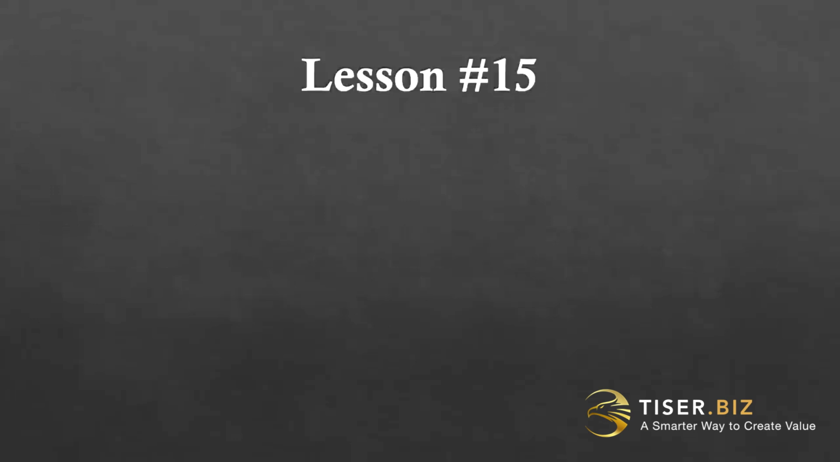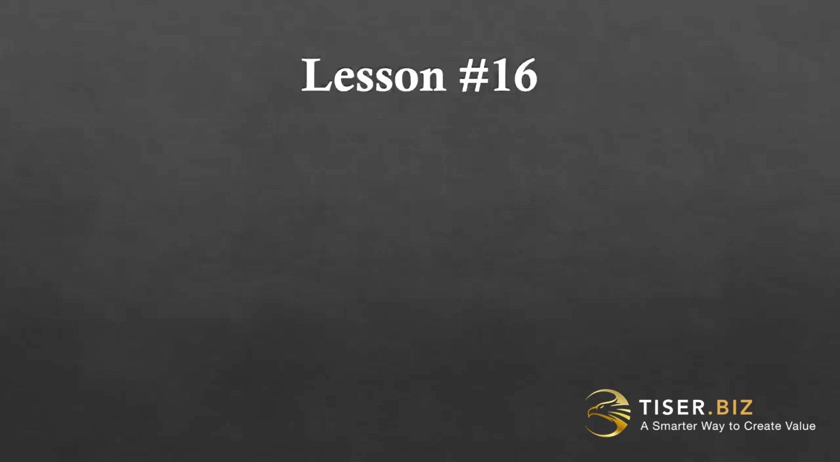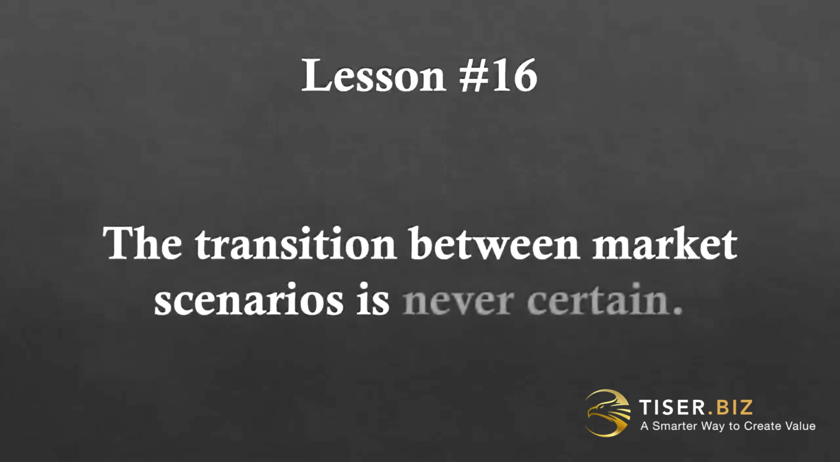Lesson number 15. There are mainly three ways of trading. There is speculation, arbitrage, and hedging. Speculation is when traders attempt to predict the future direction of price. Arbitrage is when traders attempt to explore the relation or difference between two or more markets. And hedging is when traders remove the directional element of speculation to explore other properties of price like volatility, for example. Retail traders are primarily concerned with speculation, even though there are amazing opportunities to be explored in arbitrage and hedging.